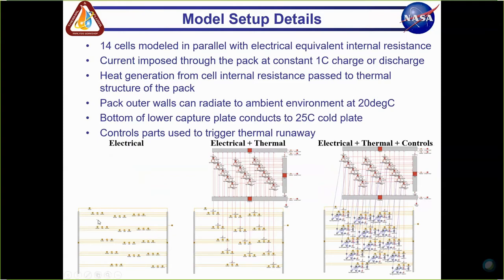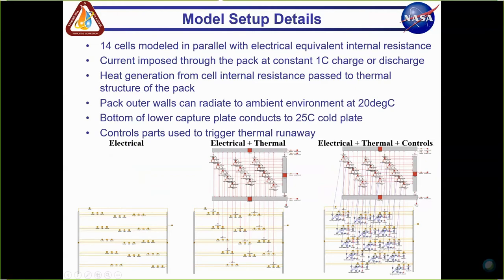Now, just a little more detail about the model setup. It's a multi-physics approach to the problem. The 14 cells in the pack are first set up with an electrical model, where each cell utilizes the information of internal resistance, open circuit voltage, state of charge and so forth to calculate a heat dissipation rate in an overall electrical circuit. This can also include other resistances that might come from the bus or other components.